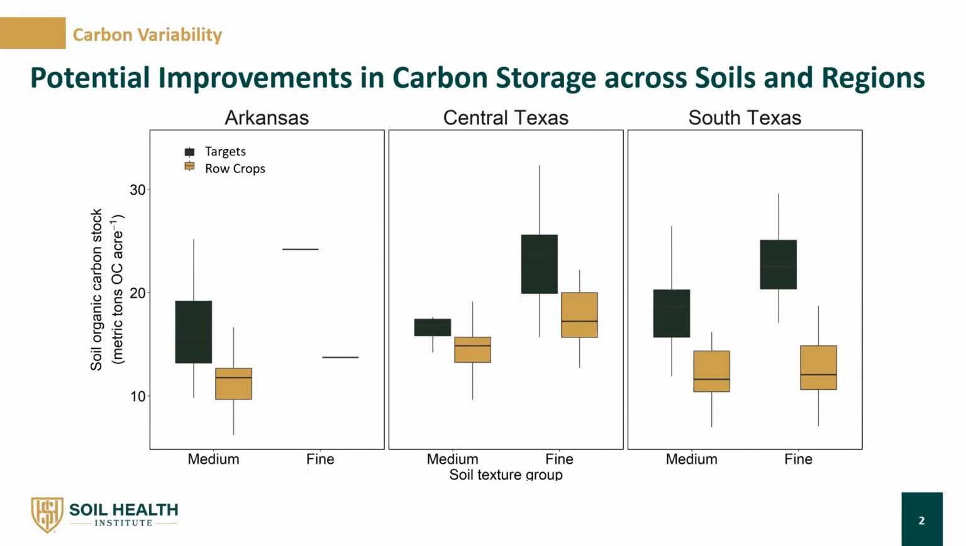So you can look at the difference between these bars, the dark bar and the light bar, as being the amount of carbon we could potentially add in to row crop soils. And the critical piece here is that gap, that amount of carbon that could be stored in different soils, is dependent on the soil type in the region. So any way of measuring that carbon needs to account for that variability, because it critically drives what the potential carbon stocks could be or what they actually are at any given time.